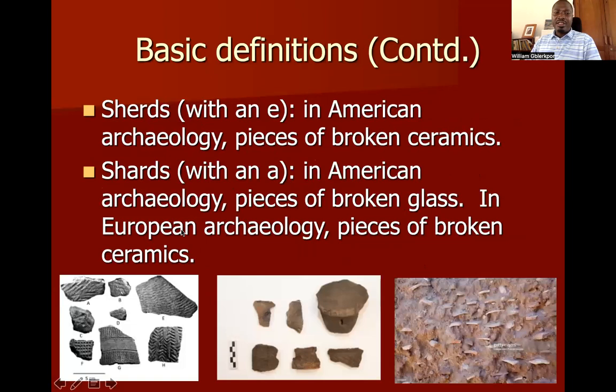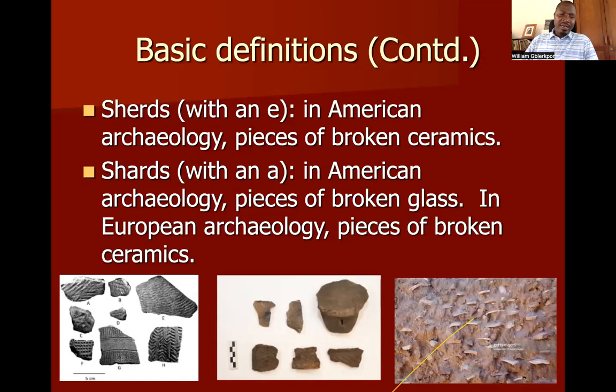Then in some cases, you hear pottery. I don't want to hear broken pottery or pottery pieces. There are terminologies for that. So when you say shed, the shed with an E and the shard with an A, in the American context, we are talking of pieces of broken ceramic. So it can be ceramic tiles, roofing tiles, broken pipes, tableware. When they all break, they become part of sheds.